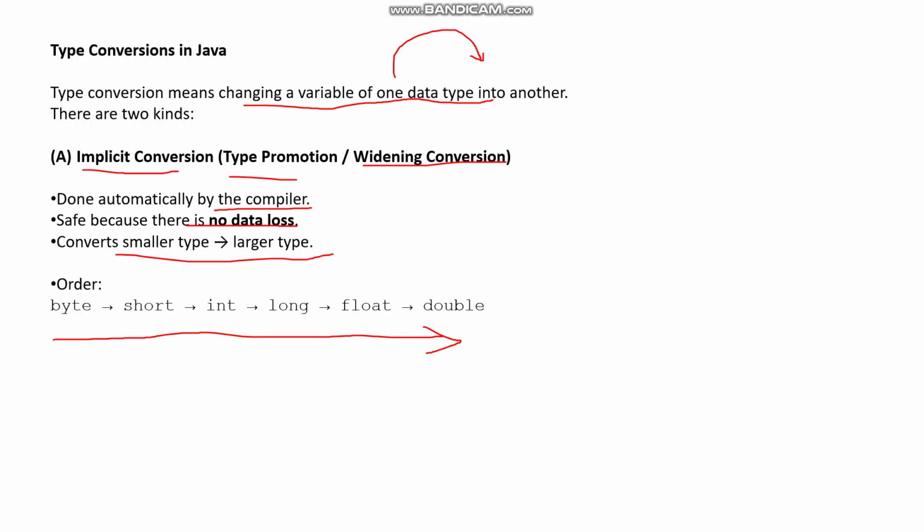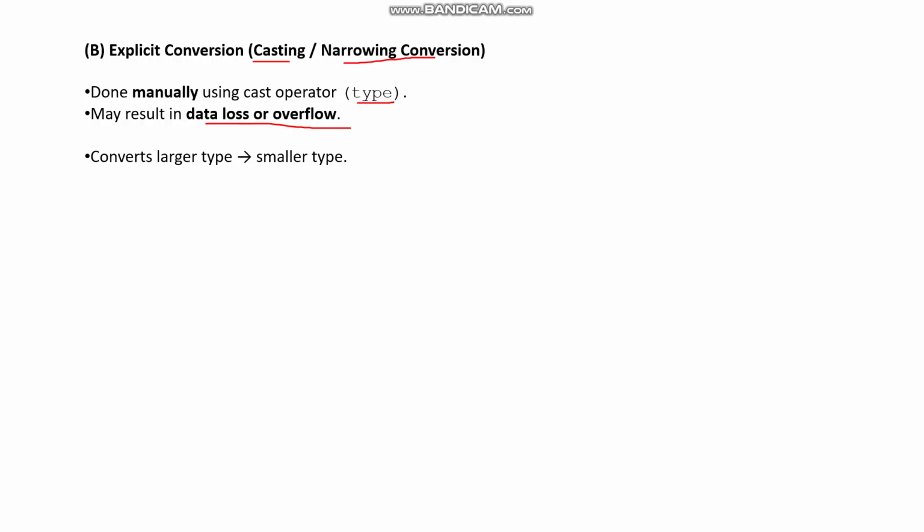Conversion means converting one type of data to another type. It is of two types, implicit and explicit. Implicit is done by the compiler. Here there is no data loss. Explicit is done by the programmer itself. Here there is a chance of losing the data.